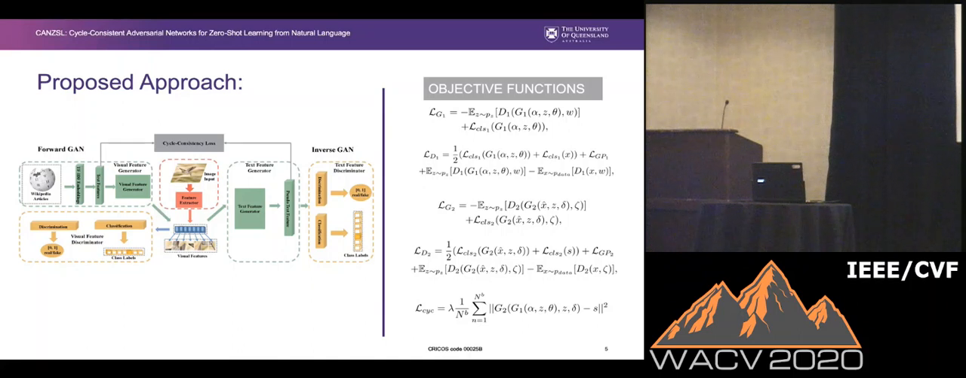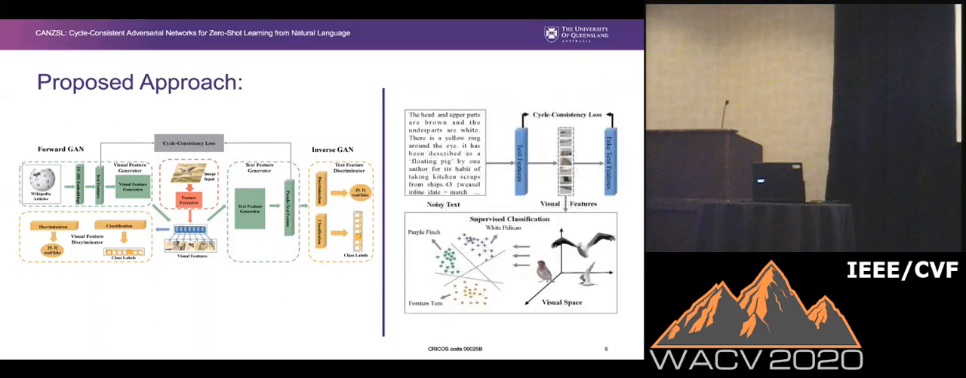The inverse GAN takes the generated visual features to reconstruct denoised text features. The cycle consistency loss is further applied to regularize the forward GAN to uncover the semantics from the noisy text features to ideal features. With the synthesized visual samples, zero-shot learning is converted into a supervised classification problem.